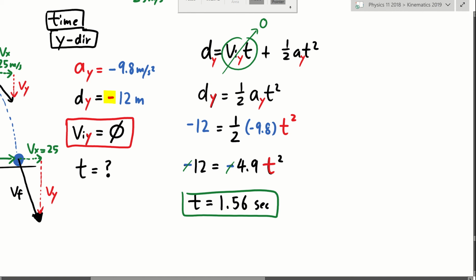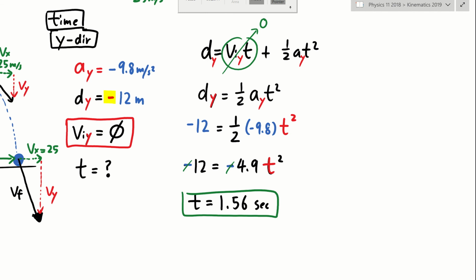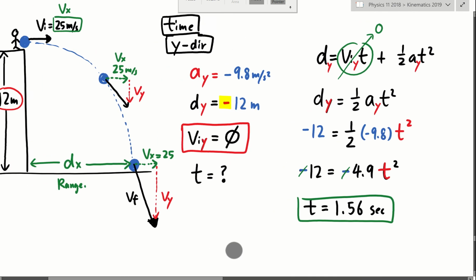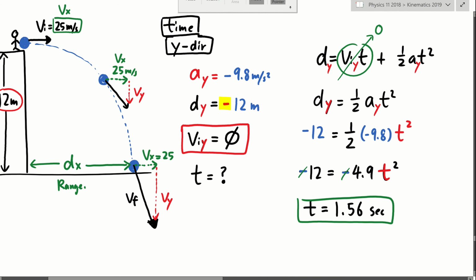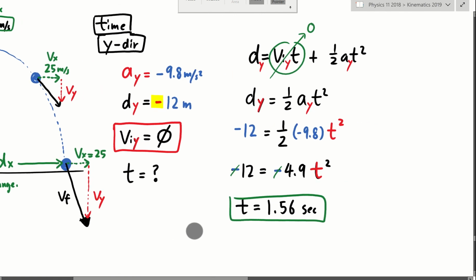And it doesn't matter if you're kicking it horizontally or if you're just dropping the ball. It will take 1.56 seconds for an object to drop 12 meters, no matter if you're doing it horizontally or just dropping the ball from your hand.